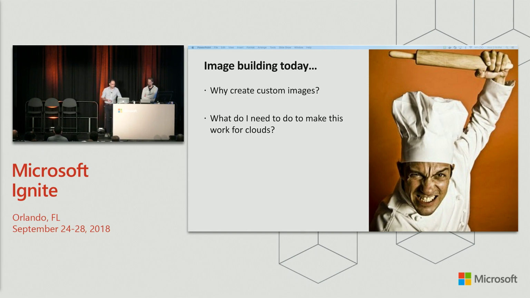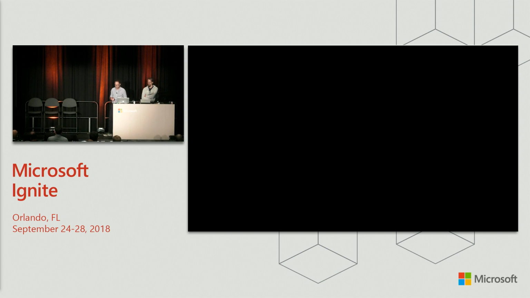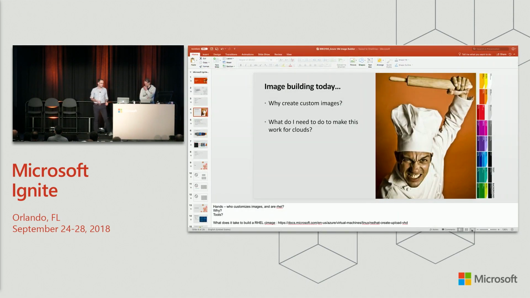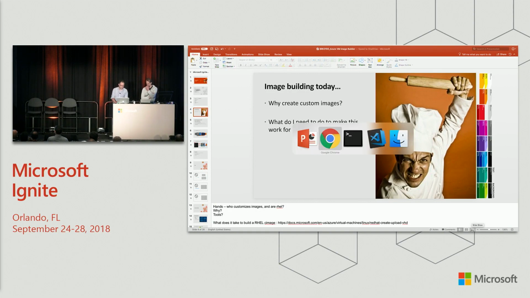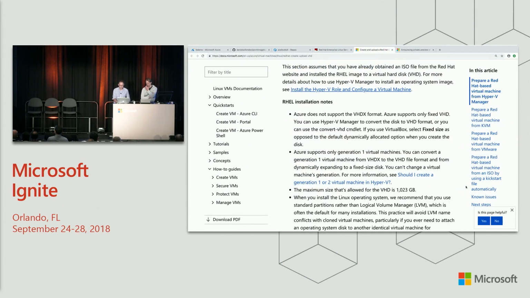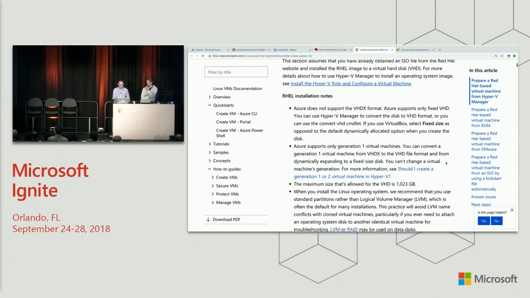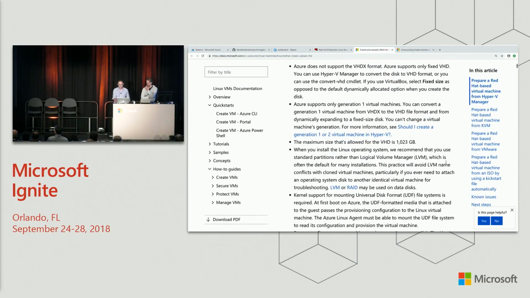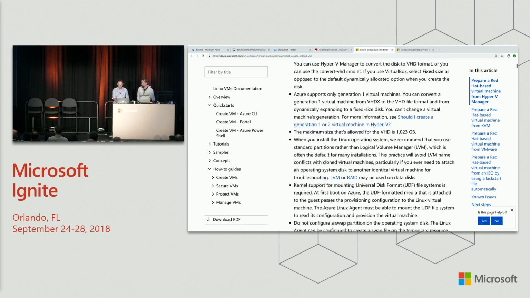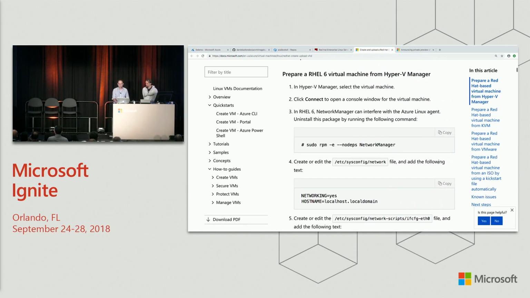If we think about what it would take to take a Red Hat ISO and convert that to a bootable Azure VHD, there's a page here on the Azure site on how to do that, and there's a lot of instructions. Essentially, you're going to need maybe Hyper-V to do that. Look how tiny the scroll bar is, man. So there's plenty of instructions.